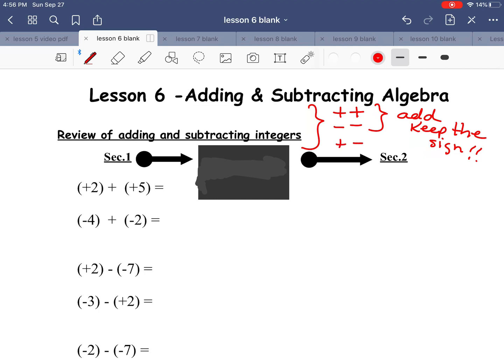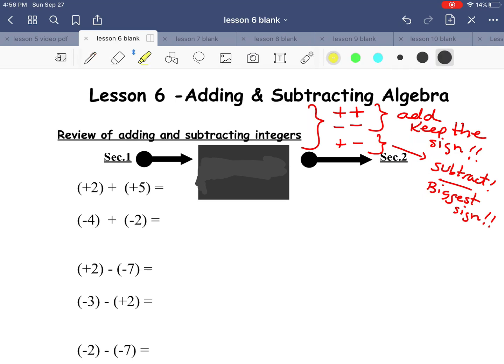If they're different, you subtract and you keep the biggest sign. And I will also explain that. But I just want to make sure that you're very aware of these. I gave you a little blue sheet in class to memorize these rules. It's two simple steps. If they're the same, add them up. If they're different, you're going to subtract them.